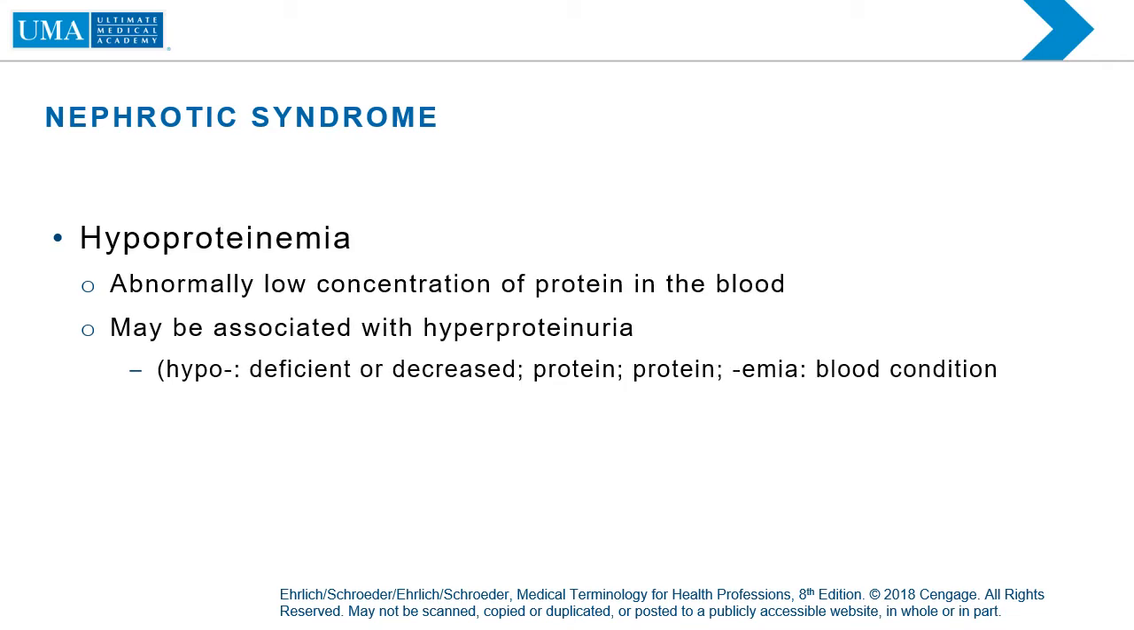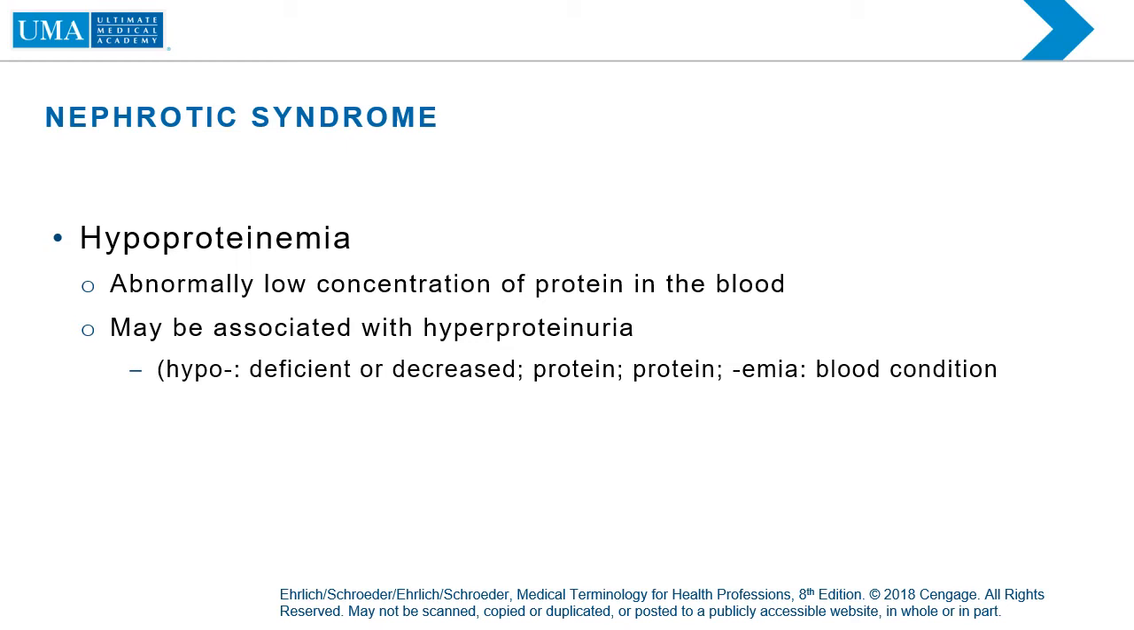Here we have the disease hypoproteinemia, and this would be the presence of abnormally low concentrations of protein in the blood. Let's try breaking this term down. We have hypo, meaning deficient or decreased value. We also have protein, which has the same combining form. And then we have emia, which means blood condition.